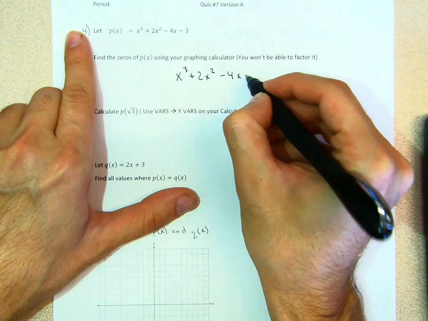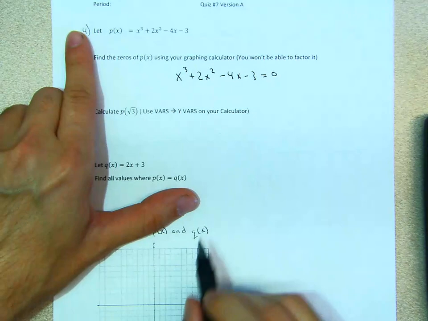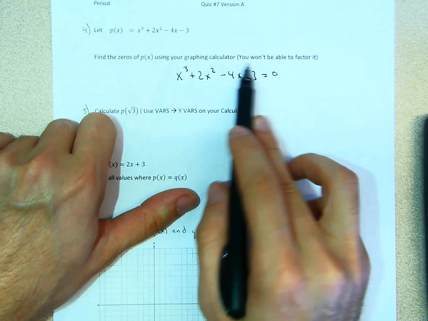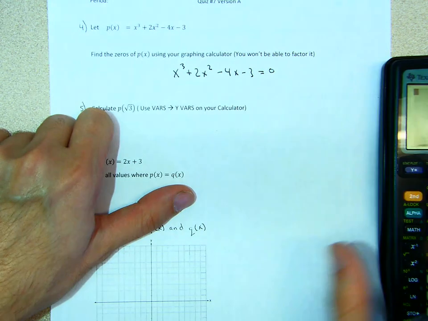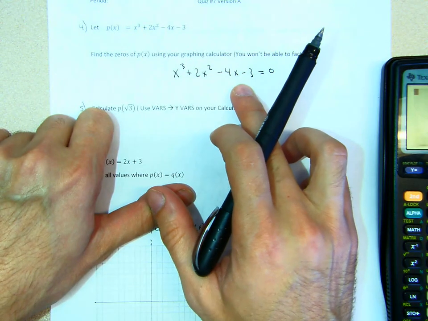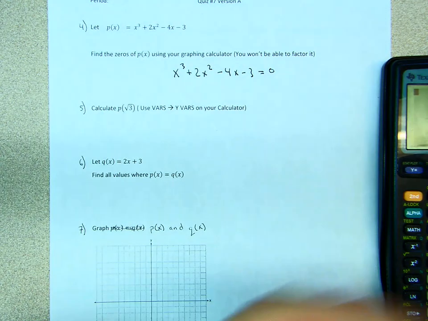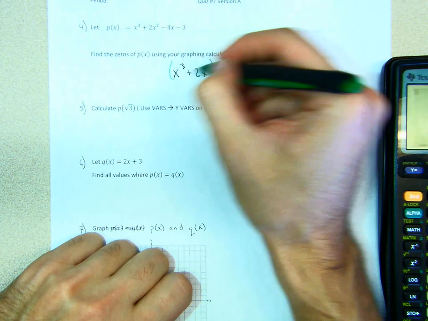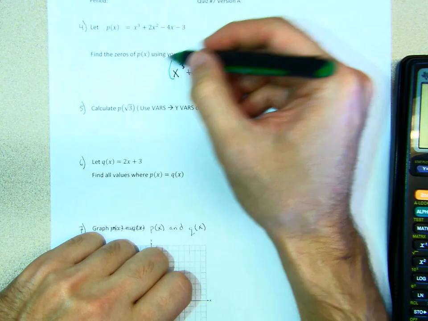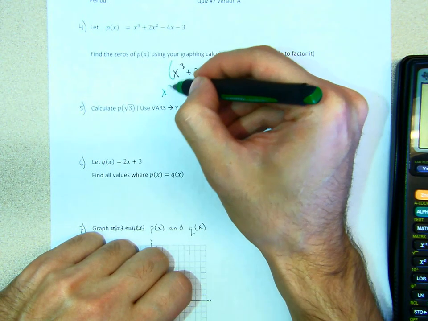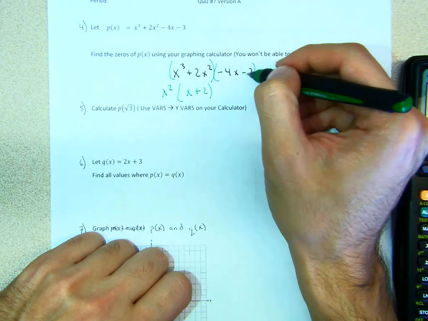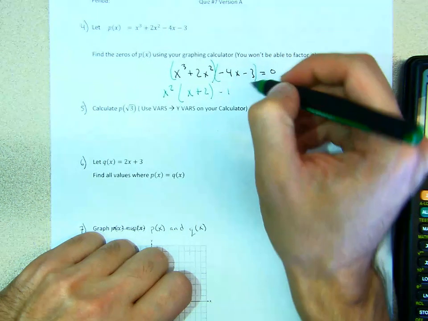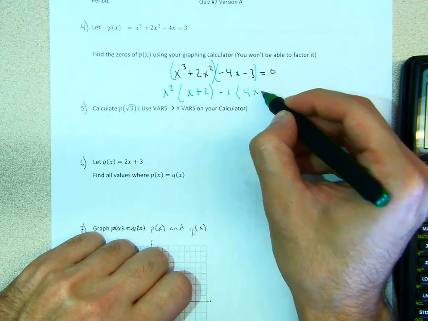Minus 4x minus 3 equals 0. And what I want you to do is use your calculator to find the zeros of this. If you try and factor this, it won't work out. Let's just try, just for fun. If I say factor by grouping, let's see what happens. What is the GCF of this group? It's x squared, so it will be x plus 2. And what's the GCF of this group? It's minus 1, and this will be 4x minus 3.